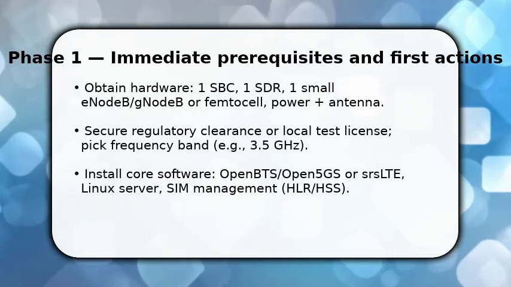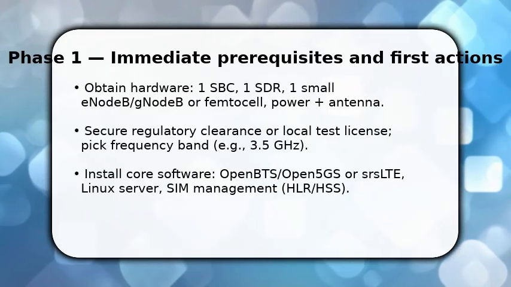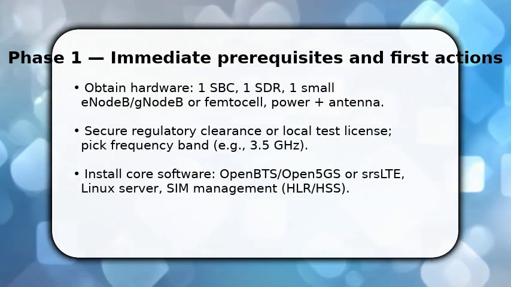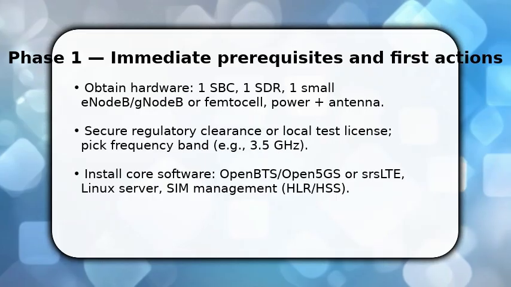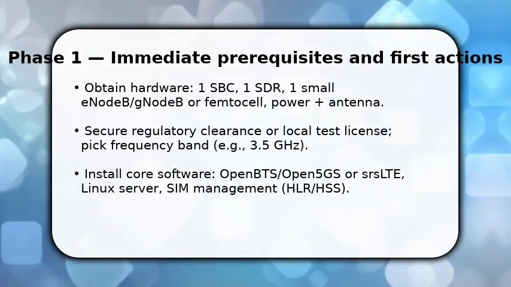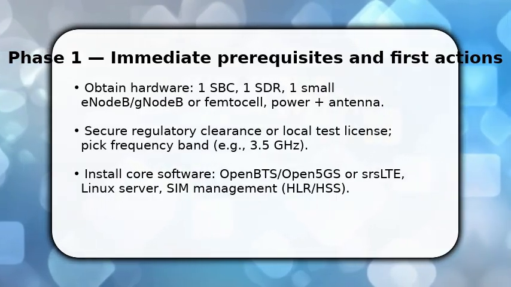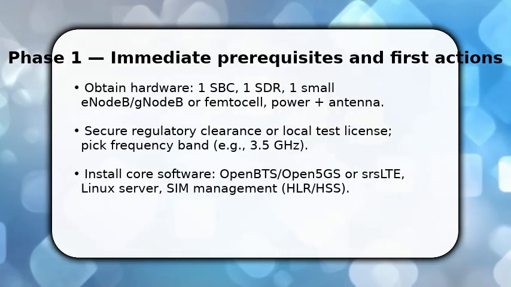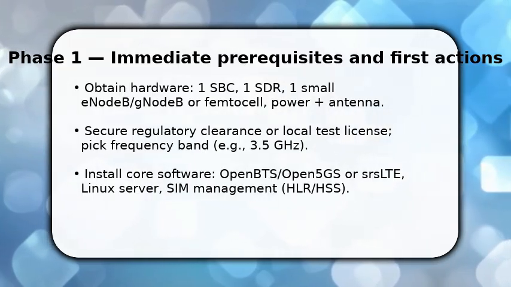You start by gathering the essentials and acting fast. Get one SBC, an SDR, and a compatible small cell, plug an antenna and power. While waiting for hardware, install OpenBTS or Open5GS on a Linux machine so core services are ready.